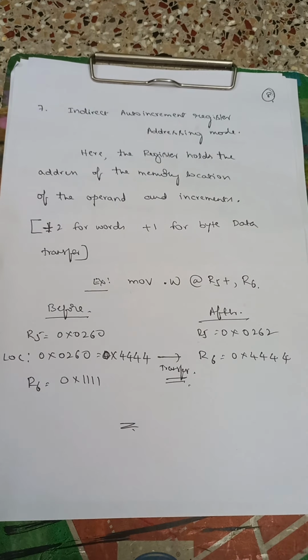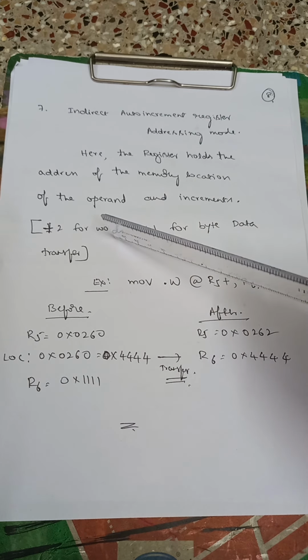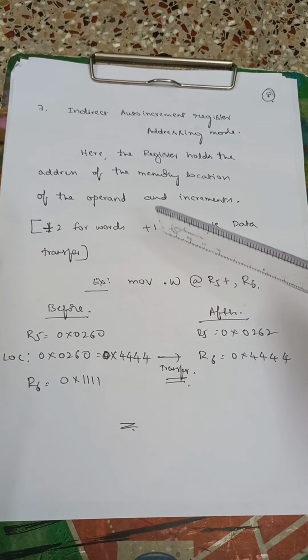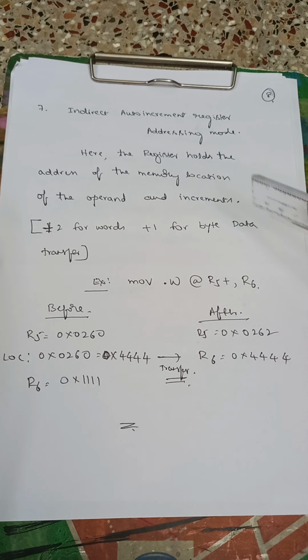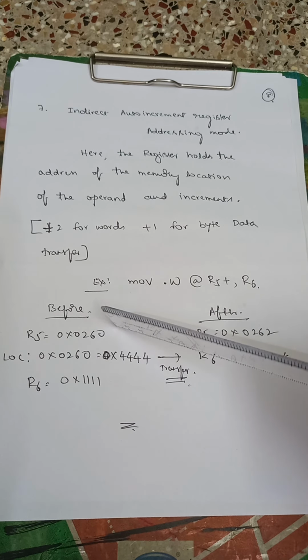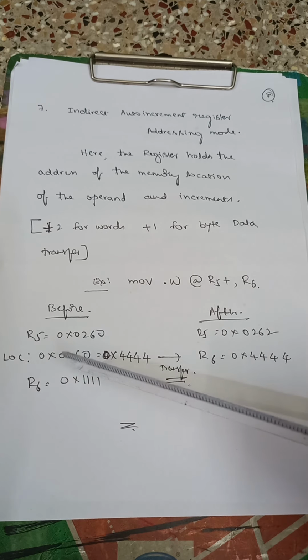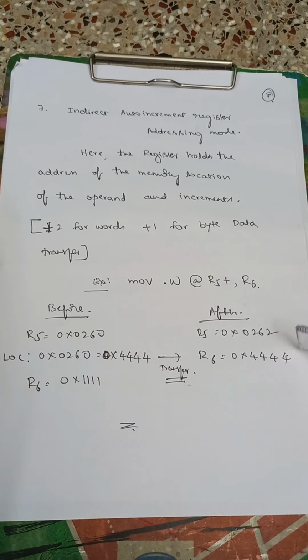Then coming to the indirect auto increment register addressing mode. Here also register holds the address of the memory location, but from that memory location, once a word is transferred to destination, +2 happens to the content of that register, or +1 happens to the content of this register if a byte of data is transferred. Here in this example, word is transferred. So R5, which is pointing to 260, its content 4444 is transferred to replace R6 content 1111 by 4444. So from memory location, data goes to R6.